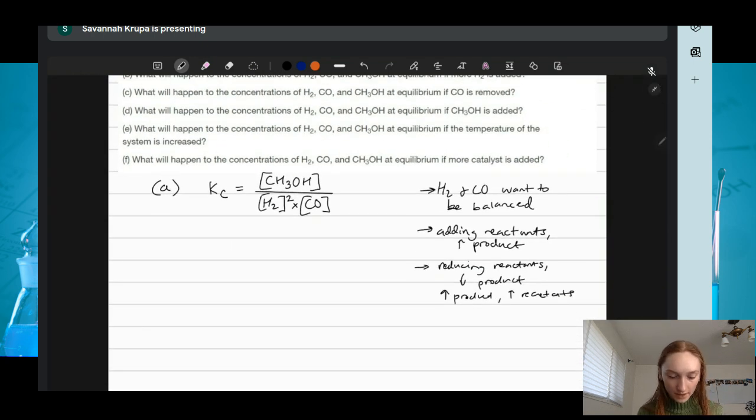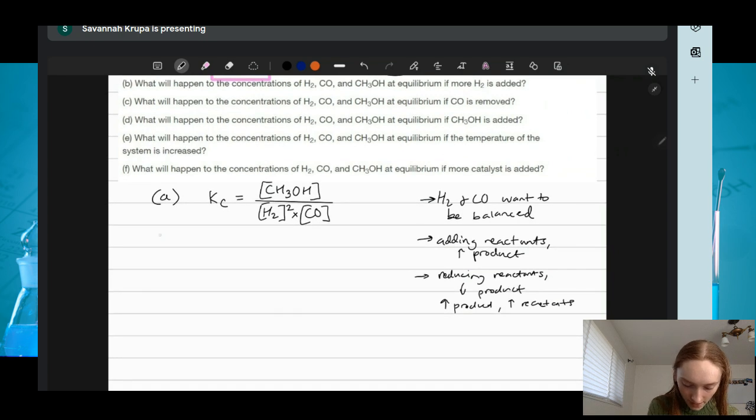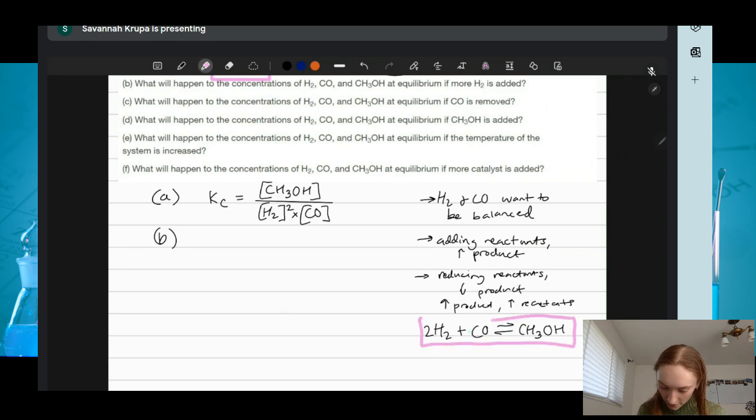And so now let's answer these. So for B, it says what will happen to the concentrations. And actually I'll put the H2 + CO goes to CH3OH. So that's the reaction, so we can look at that for notice. Okay, so B, what will happen to the concentrations of H2, CO, and CH3OH? So all of the things in this reaction, each term, at equilibrium if more H2 is added.